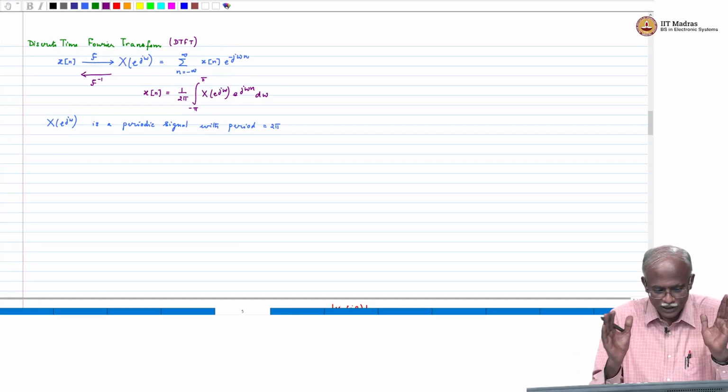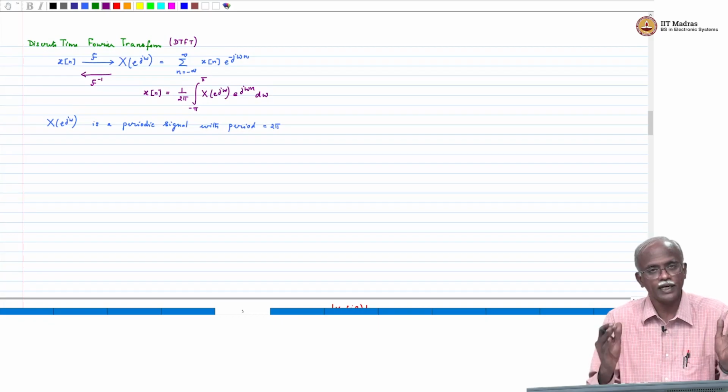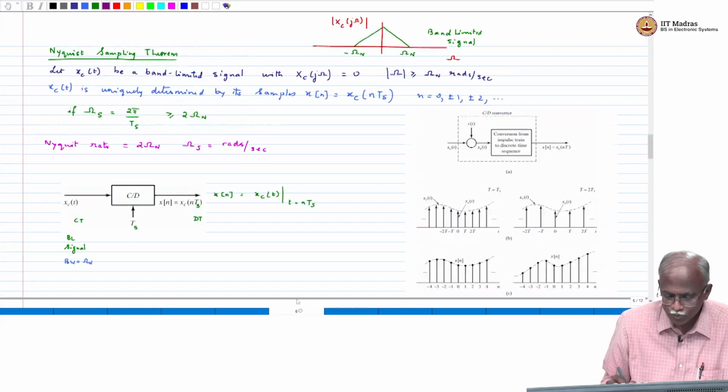But again, this is a transform technique. This is very powerful, which we will be looking at in detail in the next session. So let us move forward.